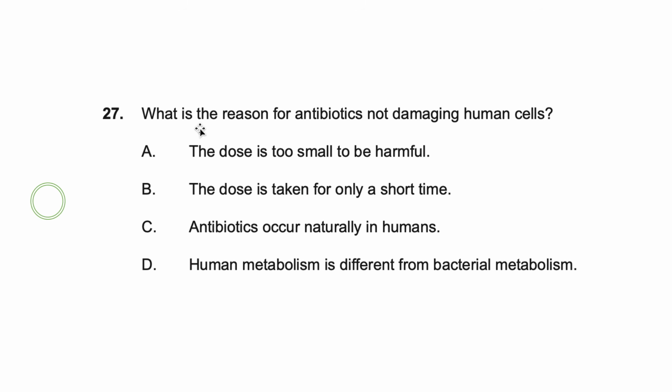What is the reason for antibiotics not damaging human cells? We talked about this one, right? So the dose is too small to be harmful. Nope, that's not true. The dose is taken for only a short time. Nope. Antibiotics occur naturally in humans. No, they don't occur naturally. Human metabolism is different from bacterial metabolism. Yes, the cells are different. So their metabolism, their reactions, their organelles are all different. Therefore, the antibiotics will not work against the eukaryotic cells, only the prokaryotic cells.